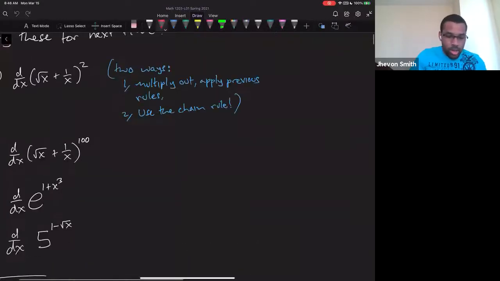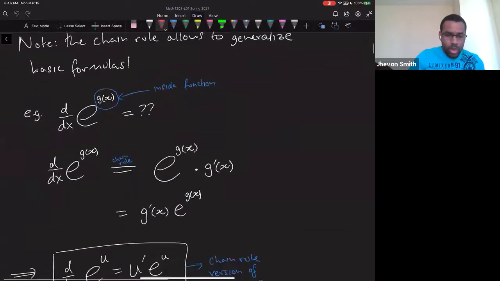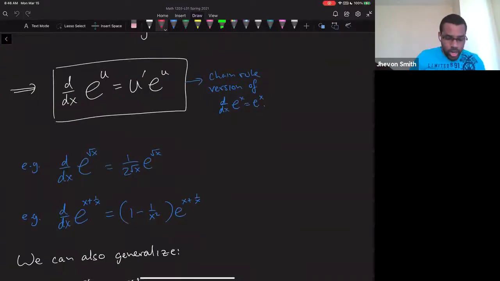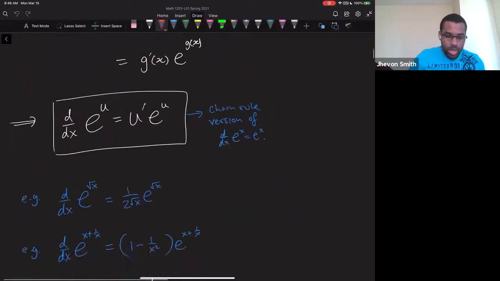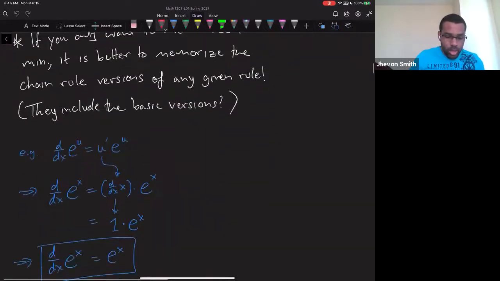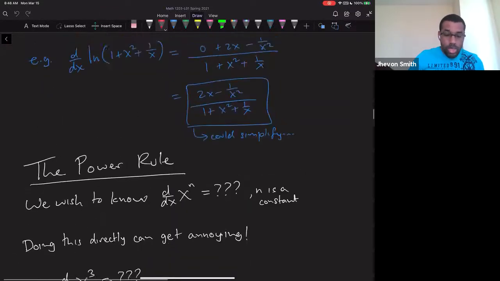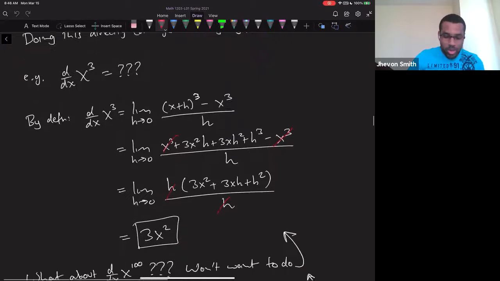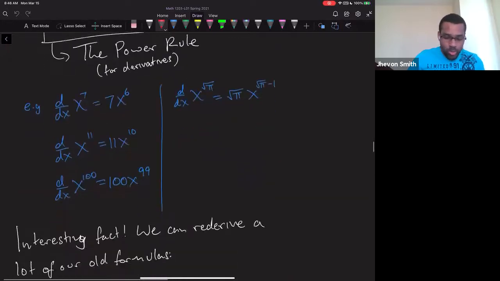We learned some other things as well, about how to generalize rules with the chain rule. So this is how you generalize the exponential rule and the general exponential rule. We looked at the product rule and quotient rule. We looked at the power rule, a very famous rule. We looked at how to prove that, and that's the power rule there. It shows you how to deal with the derivative of x to a power.